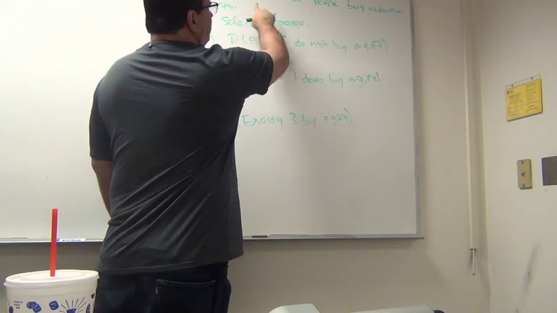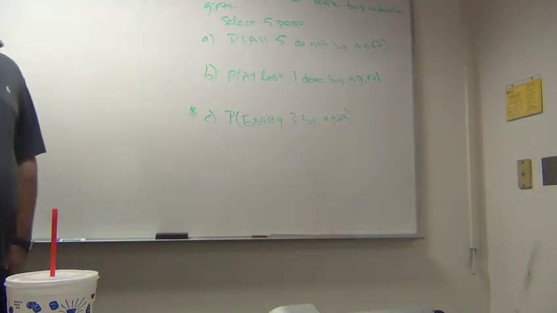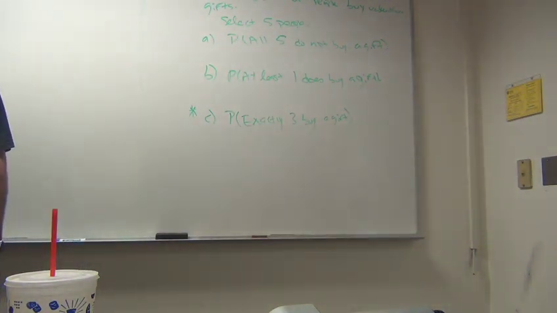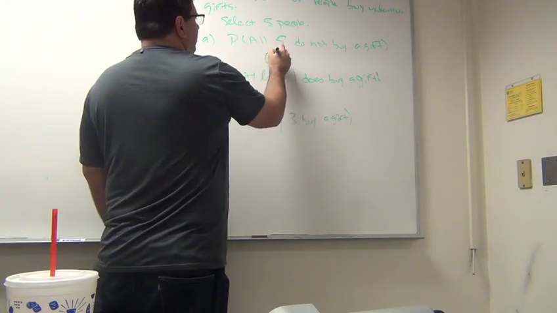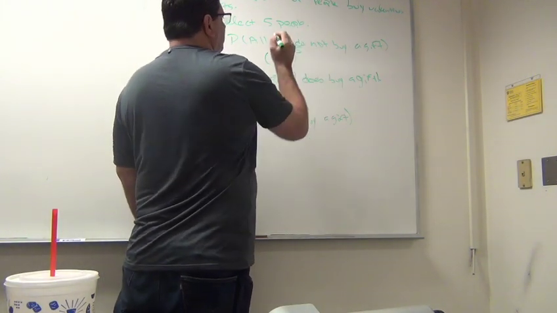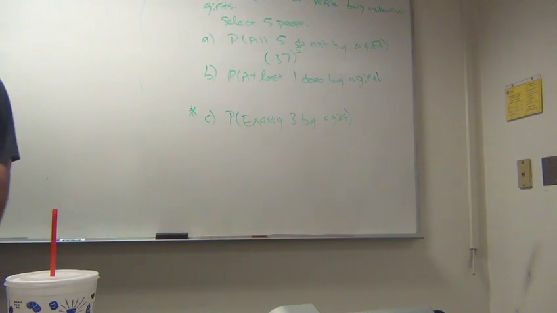Well, 63% of the people buy a gift. So what percentage doesn't buy the gift? 37. DJ, did you get 37? You sure? All right. So the probability that all 5 do not buy a gift is 0.37 raised to the 5th.